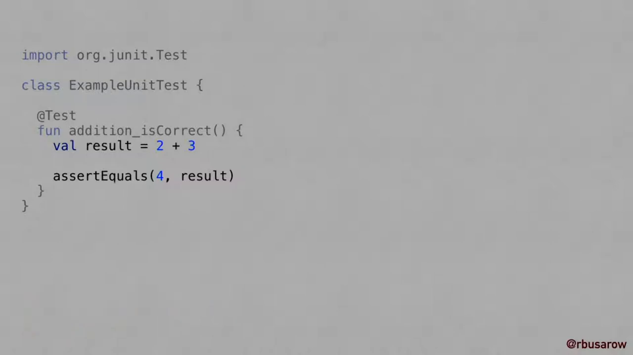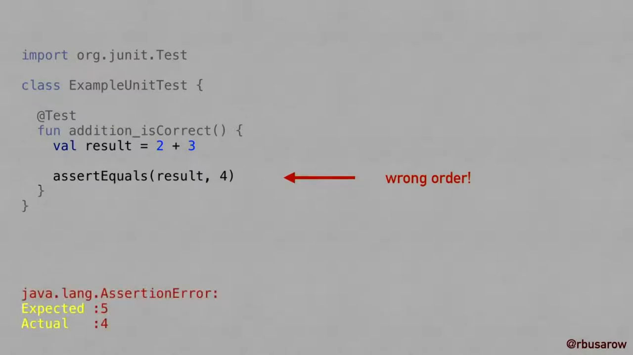And what's more, if we switch the order of these arguments so that result is first, I think this actually probably reads better. I would expect the first argument to be the value that we're trying to assert against, but it's not. And if we run this, we're going to get this really confusing message which says that we expected 5 and we got 4. And of course, we know that that's incorrect. And this is simple, and we can piece what happened together pretty quickly.